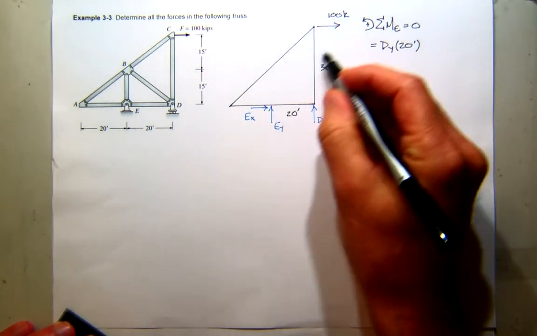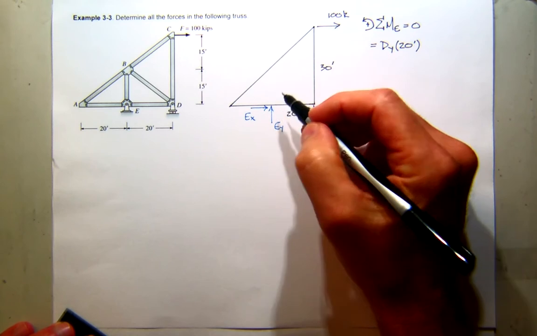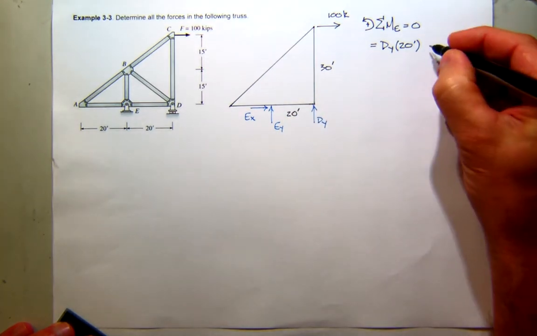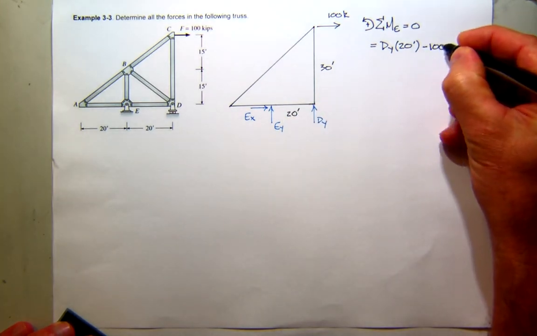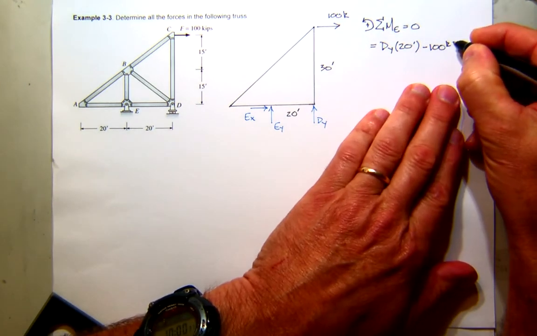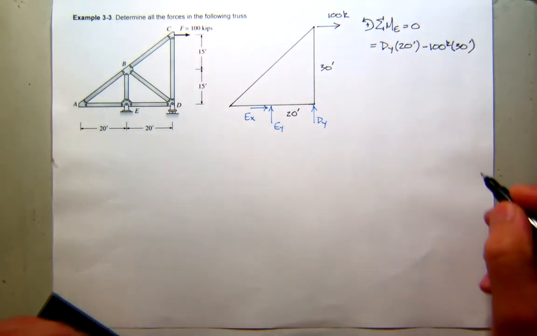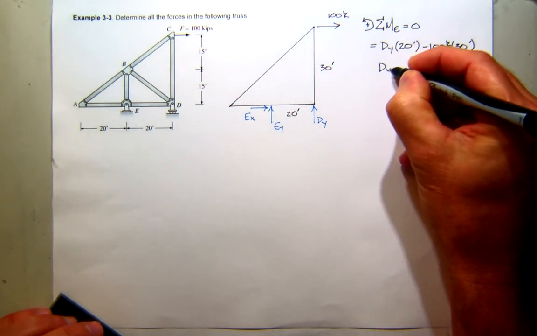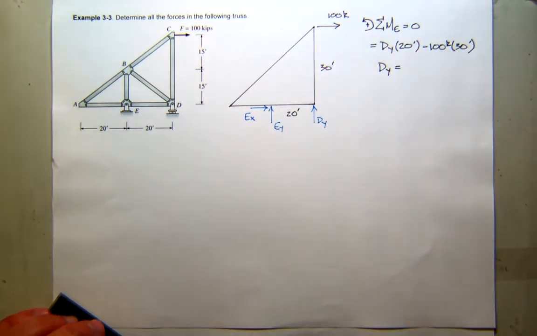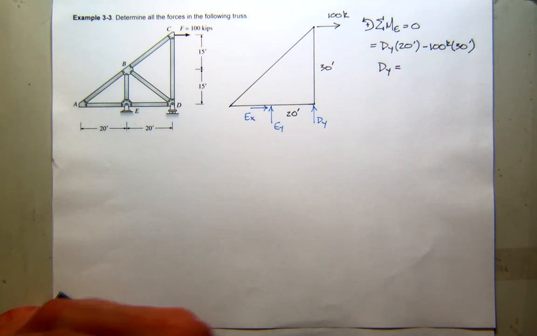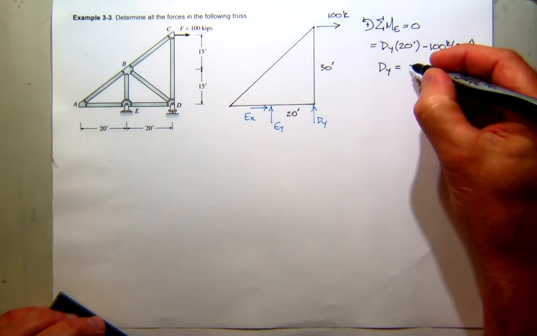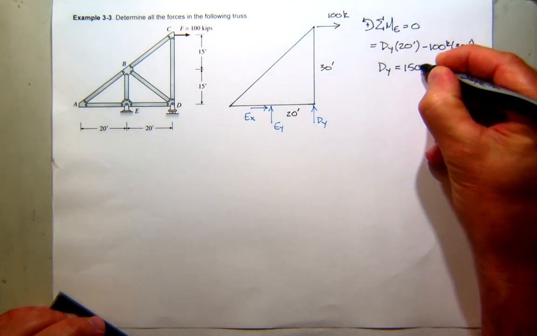And then about E, the applied force, the 100 kip force, creates what kind of moment about E? Negative. So that's 100 kips, and it has a distance of 30 feet. So DY is going to be positive, so I chose the right direction. And what's the answer? 150? Is that right? Yeah. 150 kips.